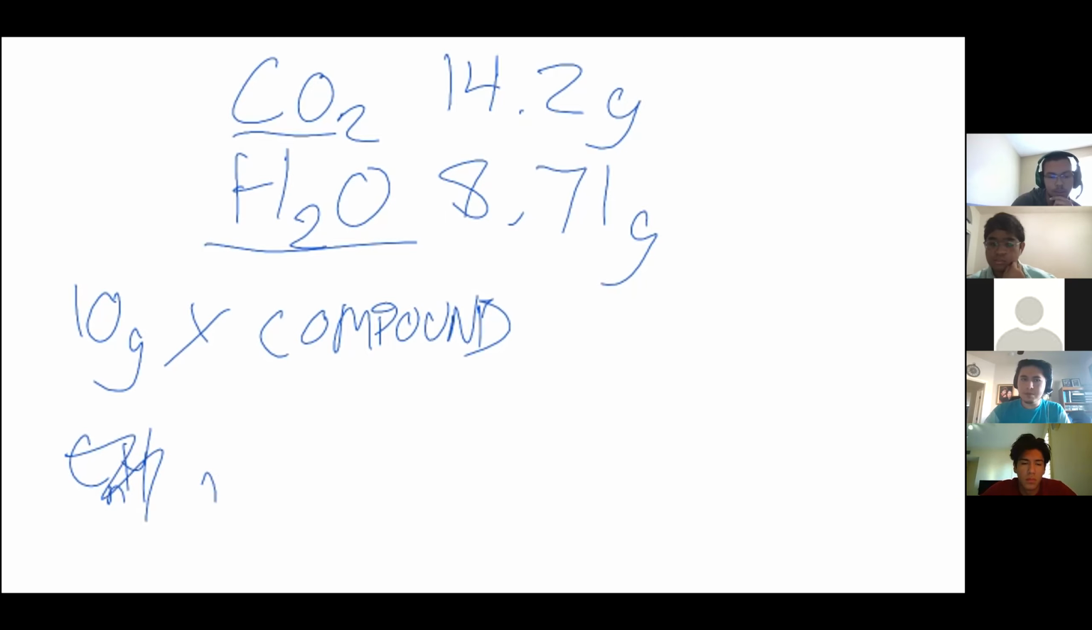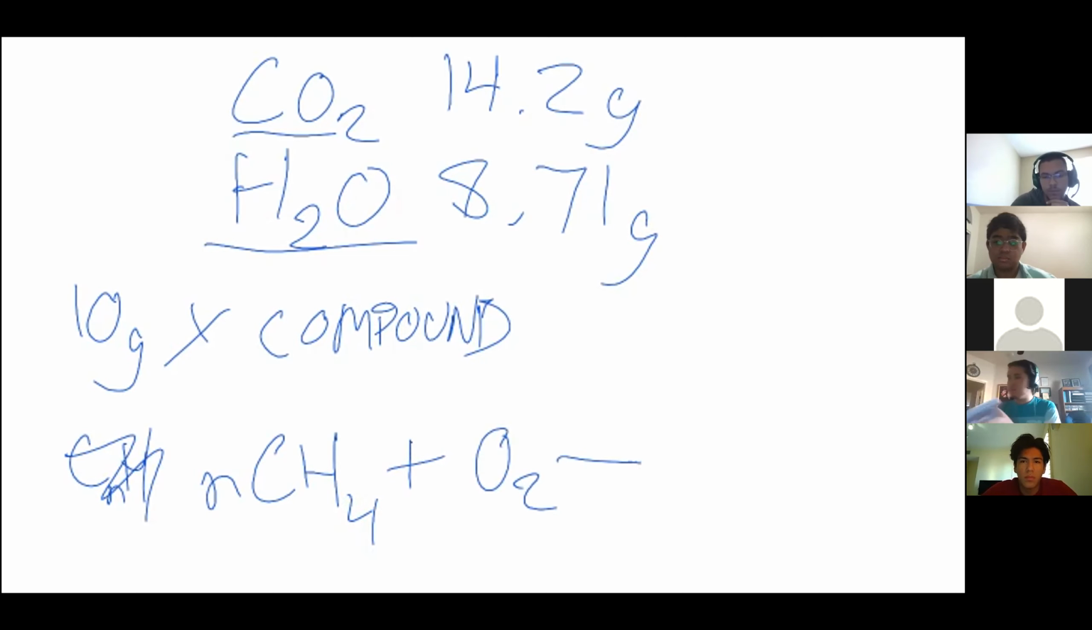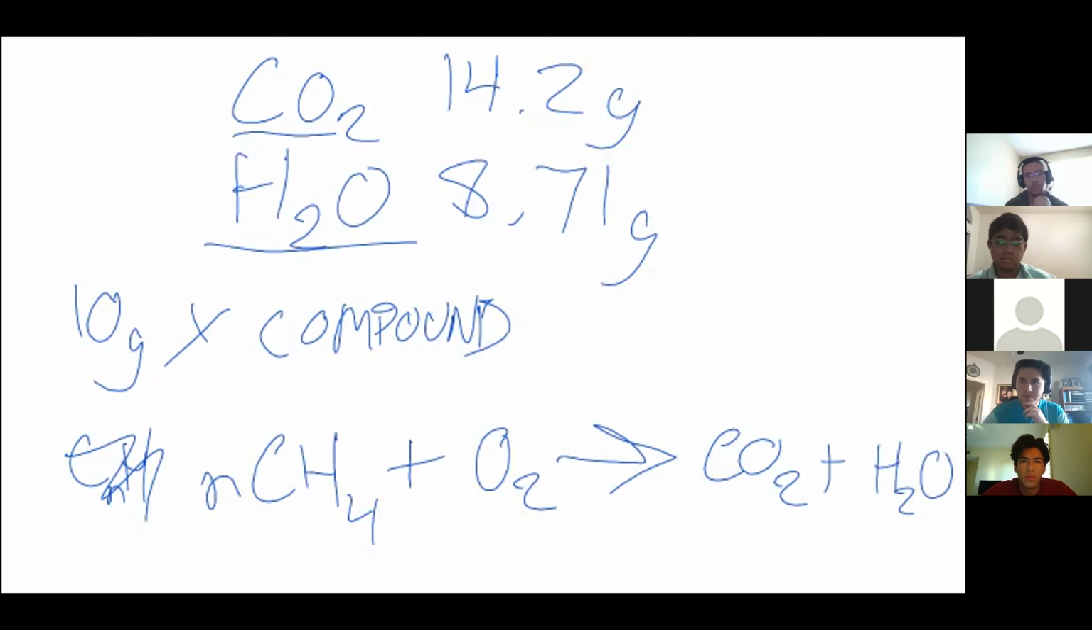So we can put it... Is this what you're saying? And being the amount of moles, because you can just multiply that to either C or H.